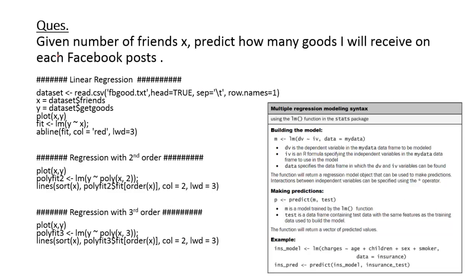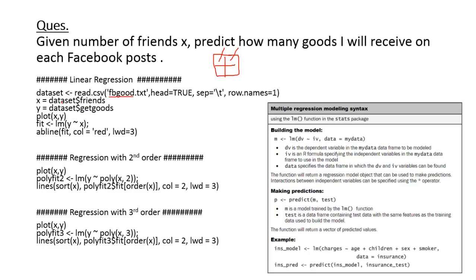So here's a sample problem. Say you are given a number of friends x, predict how many goods I will receive on each Facebook post. So you are given a data set, here it is fbgood.txt, which consists of two columns. One is friends, and another is get goods.